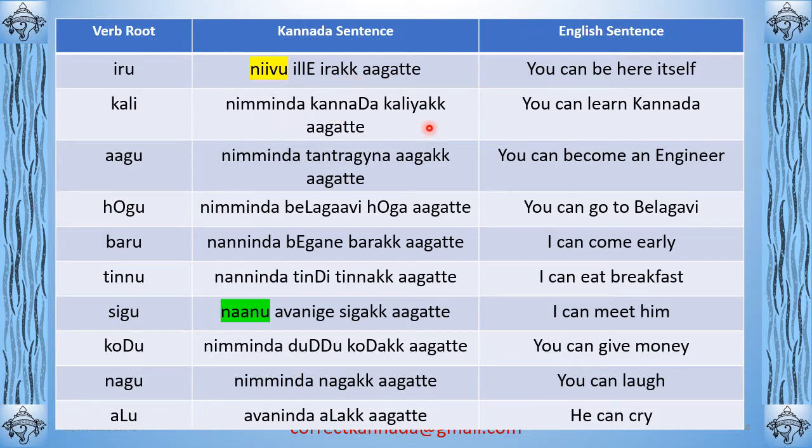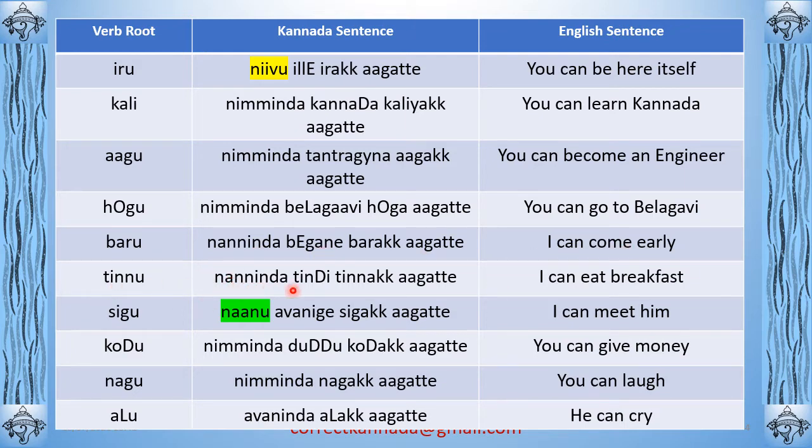ಕಲಿ, ನಿಮ್ಮಿಂದ ಕನ್ನಡ ಕಲಿಯಕ್ಕಾಗತ್ತೆ. ಯು ಕ್ಯಾನ್ ಲರ್ನ್ ಕನ್ನಡ. ಓಕೆ. ಹಾಗೂ ನಿಮ್ಮಿಂದ ತಂತ್ರಜ್ಞ ಆಗಕ್ಕಾಗತ್ತೆ. ಯು ಕ್ಯಾನ್ ಬಿಕಮ್ ಅನ್ ಇಂಜಿನಿಯರ್. ಆಗಕ್ಕಾಗತ್ತೆ. ಓಕೆ. ದೆನ್ ಹೋಗು. ನಿಮ್ಮಿಂದ ಬೆಳಗಾವಿ ಹೋಗಕ್ಕಾಗತ್ತೆ. ಯು ಕ್ಯಾನ್ ಗೋ ಟು ಬೆಳಗಾವಿ. ಬರು. ನನ್ನಿಂದ ಬೇಗನೆ ಬರಕ್ಕಾಗತ್ತೆ. ಐ ಕ್ಯಾನ್ ಕಮ್ ಅರ್ಲಿ.